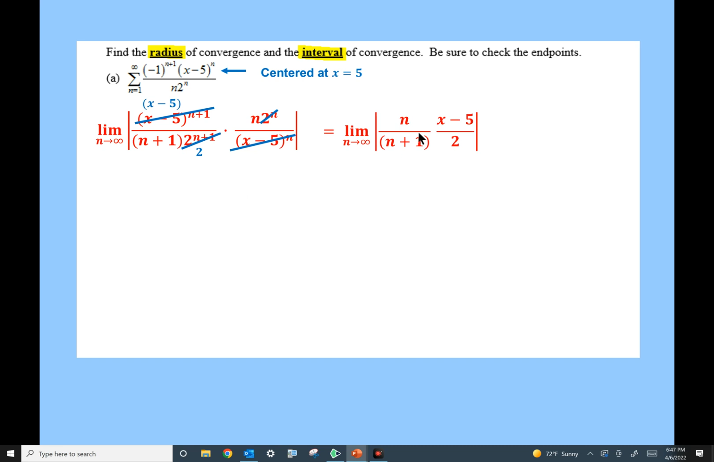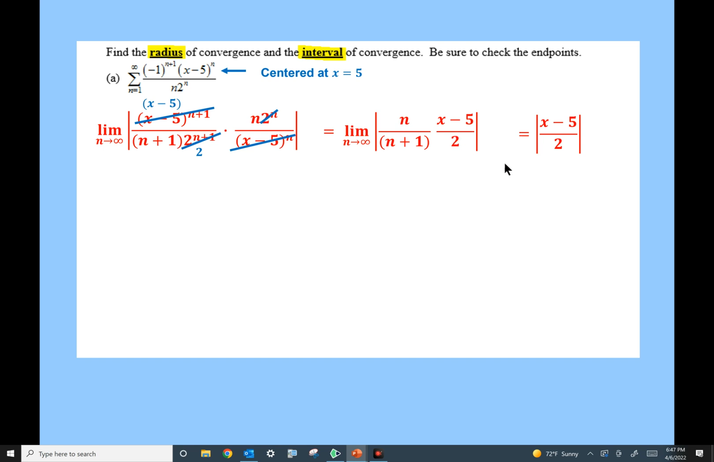So keep in mind, this is the limit as n approaches infinity. It's not a limit about x. So the limit as n approaches infinity of this first part, if you think about comparing the degree of the top and the bottom, is just going to equal 1. So if this limit is just 1, and this is separate from what I'm plugging infinity in for, then this whole thing just equals the absolute value of x minus 5 over 2.